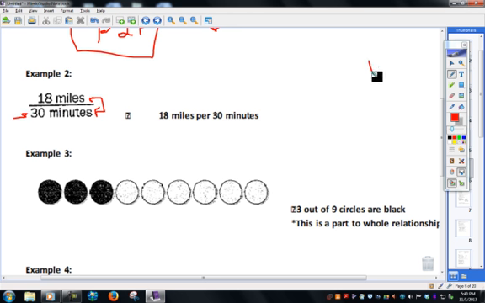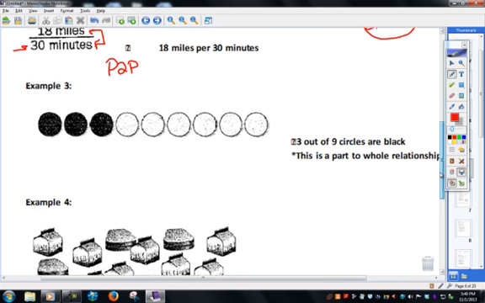Now what if I said that we are 18 miles out of 24 miles? What if I said that? That would be a part to whole because those 18 are included in that 24. So this would also be a part to part.